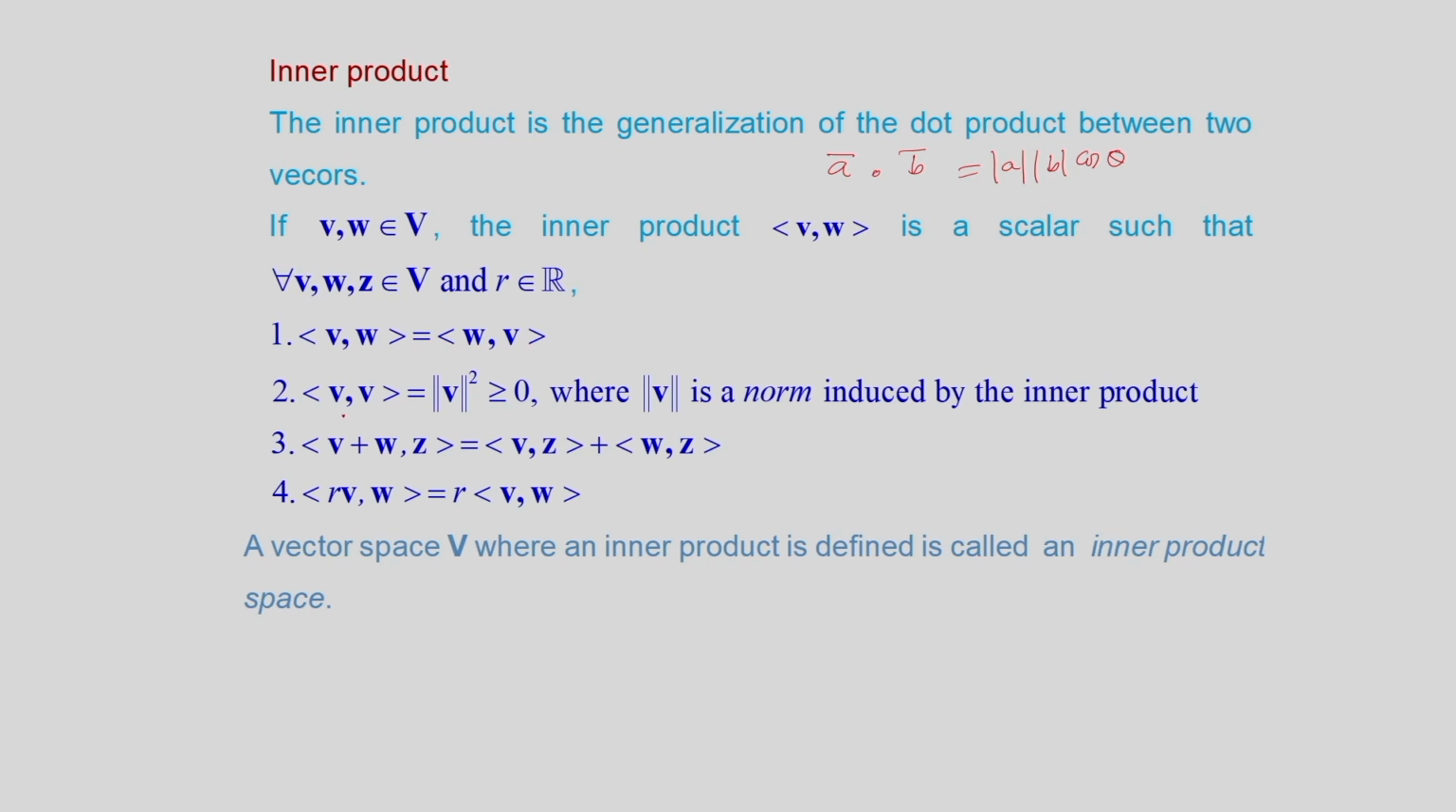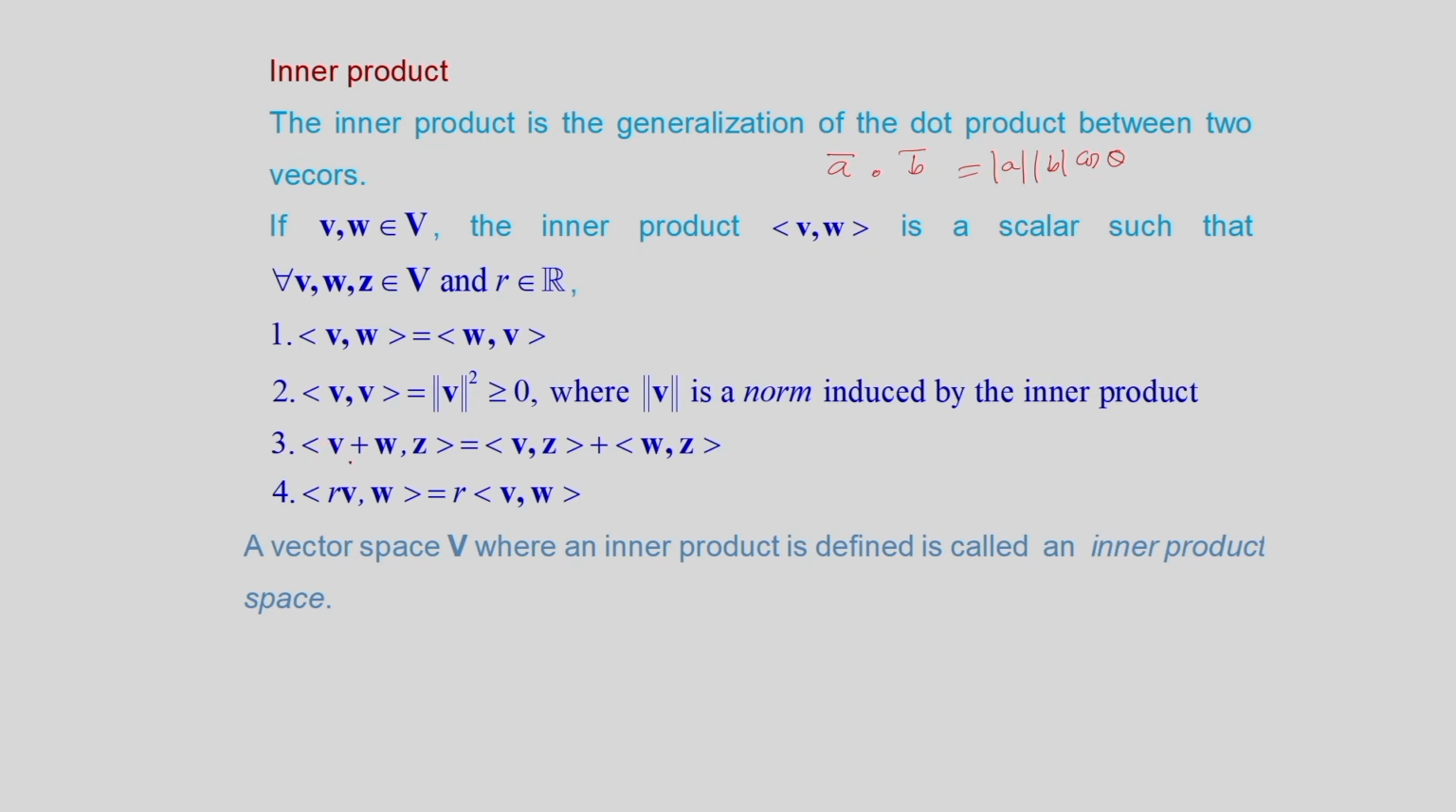Inner product of V, W is equal to inner product of W, V. Now, what happens if we take the inner product with itself? Inner product of V, V is equal to norm of V squared, which is greater than or equal to 0, where this norm of V is the norm induced by the inner product. From the inner product itself, we can induce a norm. What is that norm? That is the inner product of V with itself. So, that way inner product will define a norm.